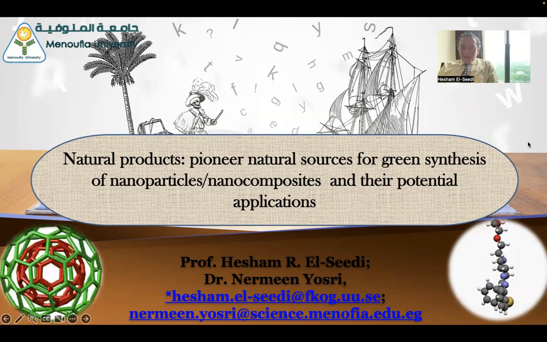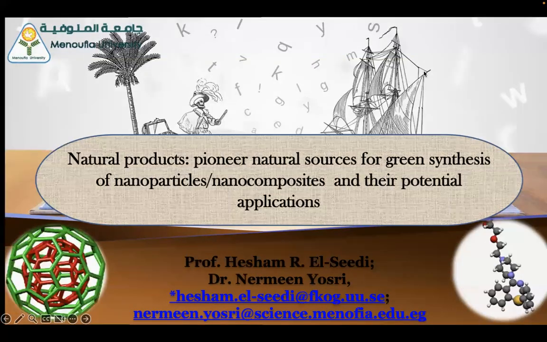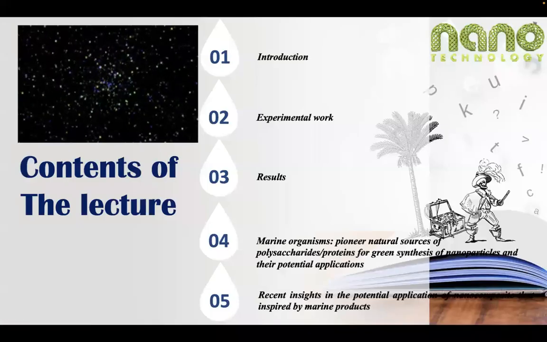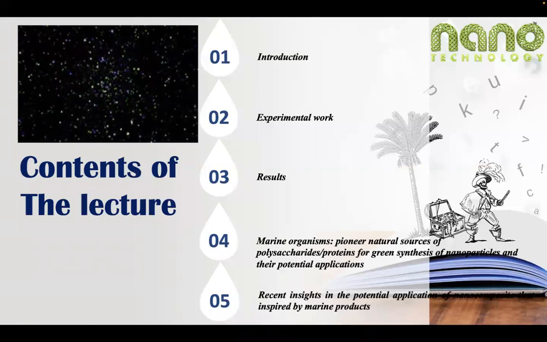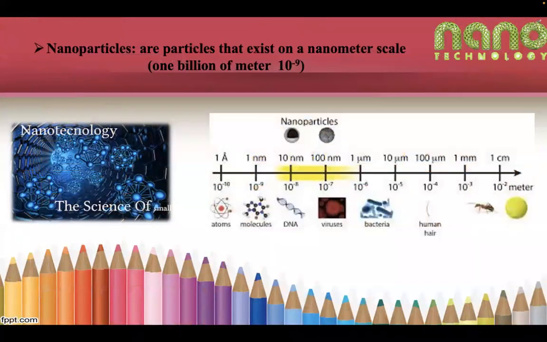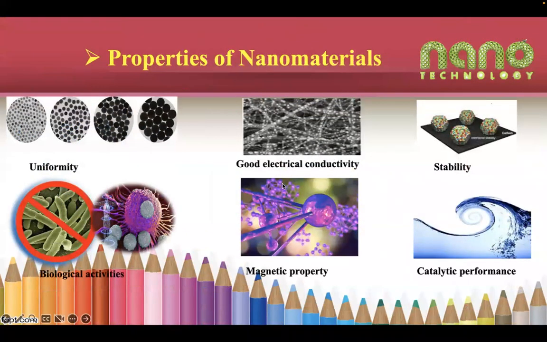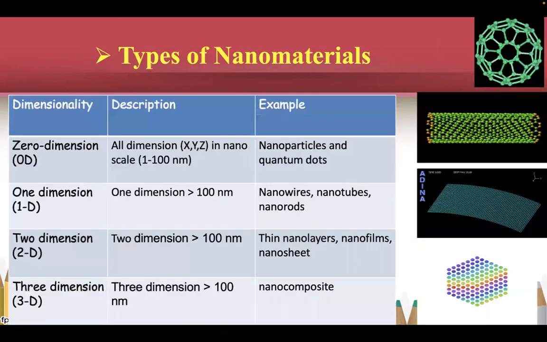Let us talk about nanoparticles in a very simple way. Short introduction, one example of our experimental results, and then application to marine. Regarding nanoparticles, it is a particle that exists in nanometer scale, usually between 10 nanometer to 100 nanometer. Its properties: uniformity, good electric conductivity, stability, catalytic performance, magnetic property, and biological activities.